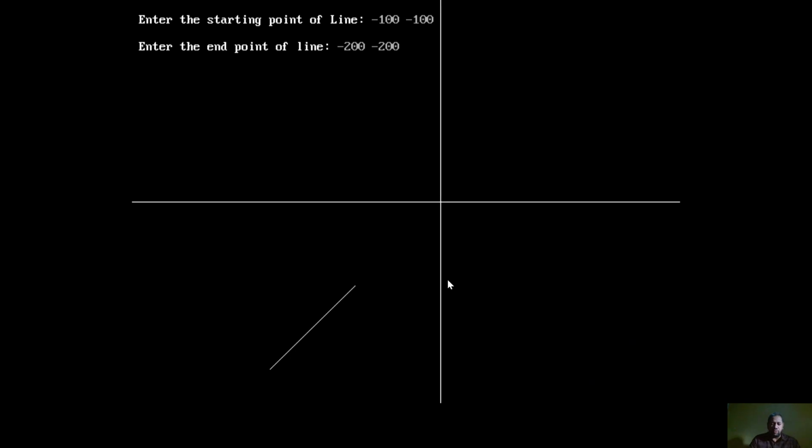Now let us draw into the fourth quadrant. In the fourth quadrant, what is going to happen? The x value is positive, but the y value is negative. So let us look at the output of this. I just go for Control F9. Enter the starting point of the line. So the x value is positive, so it is 100. The y value is negative, minus 100 to 200, and the y value is negative, minus.